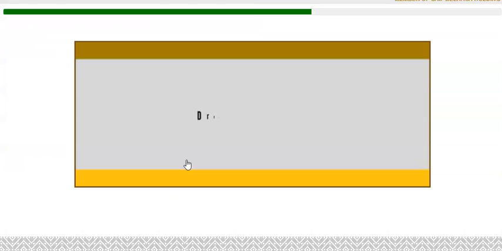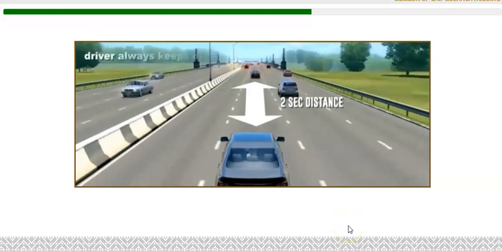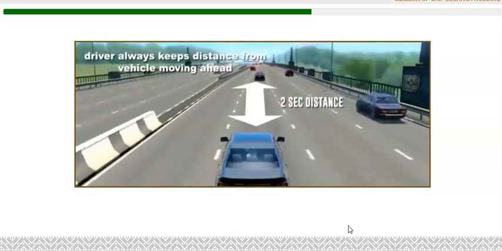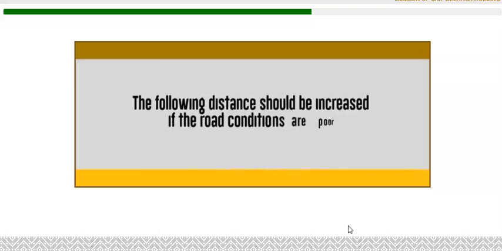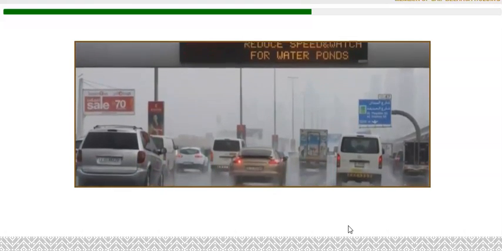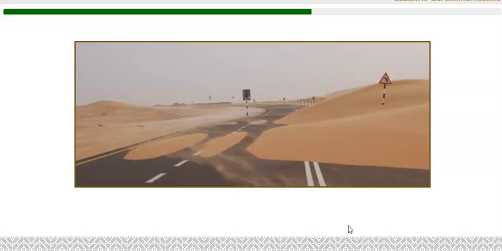So let's talk about what is the appropriate safe distance. Basically you should have at least a 2-second distance from the car in front of you, and the distance should be increased if the road conditions are poor. If you see it's raining or it's too foggy, you need to keep more distance. If the visibility is low, or if there is a sandstorm, you need to increase the distance.